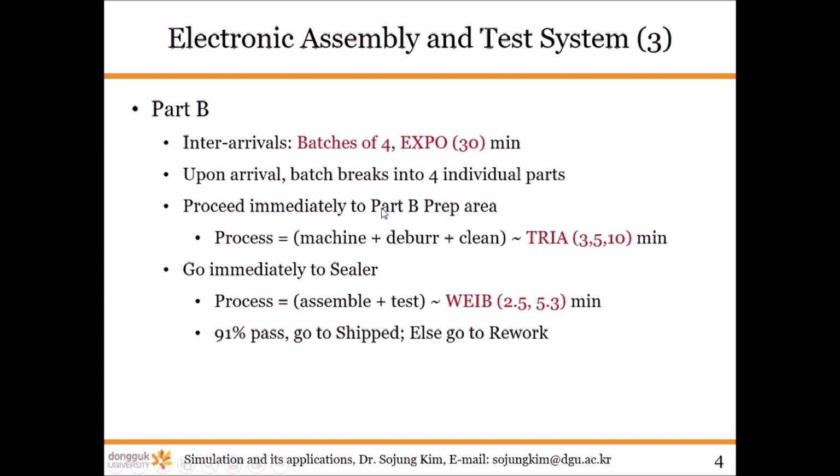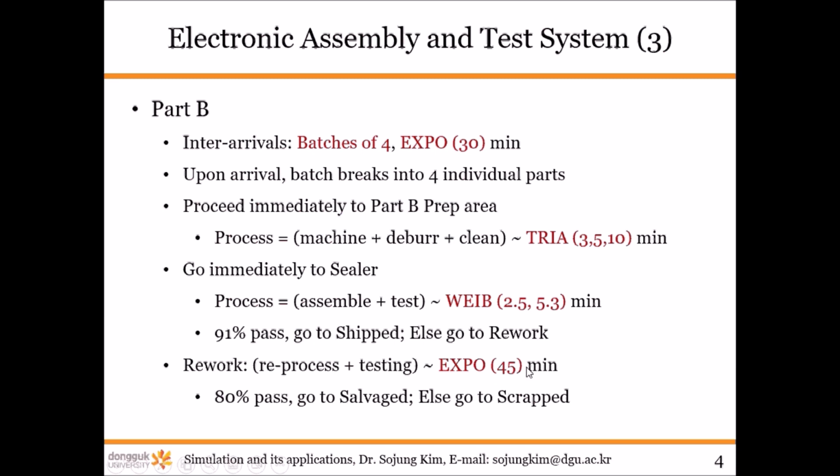will go through the part B prep area, similar to part A. Part A went to the part A preparation area, so we also have another preparation area for part B here, and each processing time will follow the triangular distribution with three parameters. After that, it will go to the sealer process, and then 9% of part B after this process will go to the rework process. The rework process has a processing time shown here.